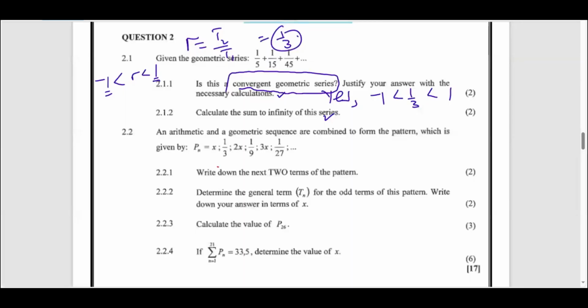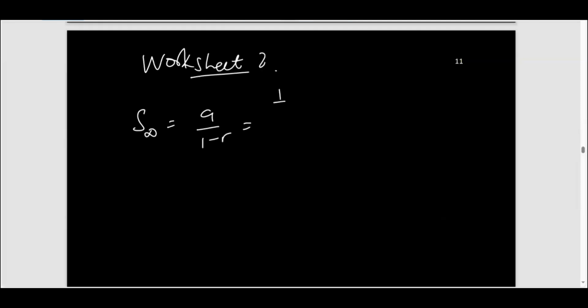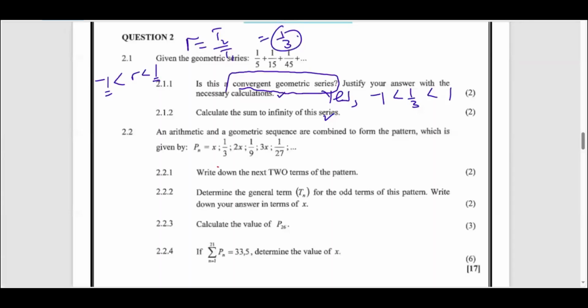So our a is 1 over 5, over 1 minus a third. All right, so let's just punch that into the calculator. Over, we said 2/3. So that gives me 3/10 as our answer, or you can give it as a decimal, which is 0.3. Okay, and then 2.2.